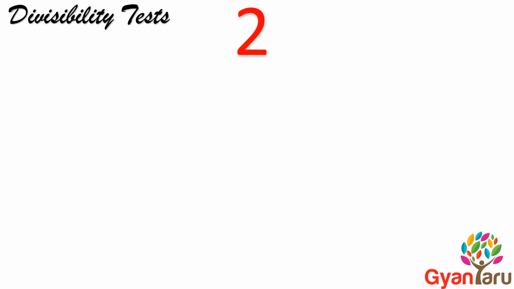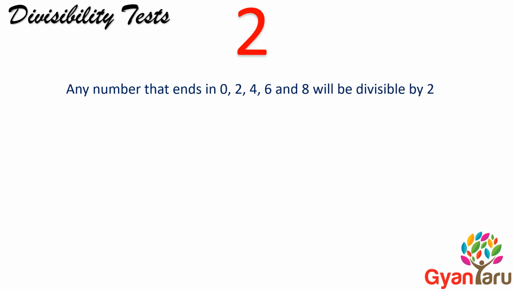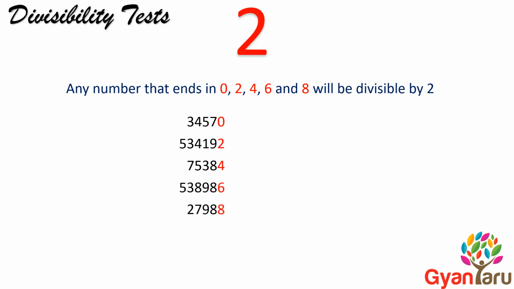First of all, divisibility test of 2. Any number that ends in 0, 2, 4, 6 and 8 will be divisible by 2. For example, this number ends with 0, ends with 2, ends with 4, ends with 6 and ends with 8. So all these numbers are divisible by 2.